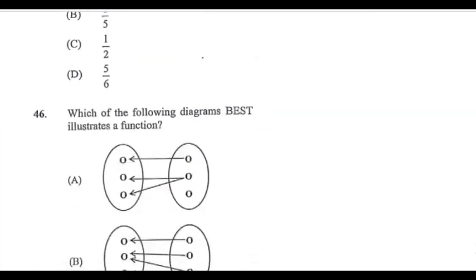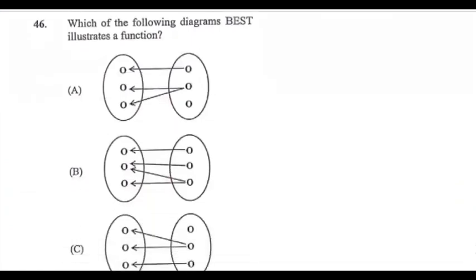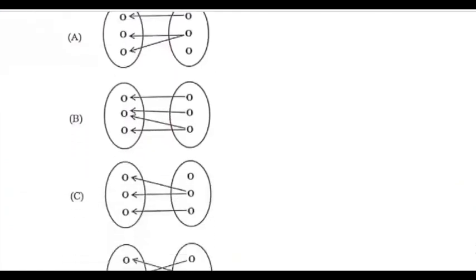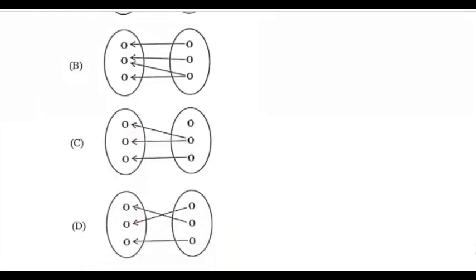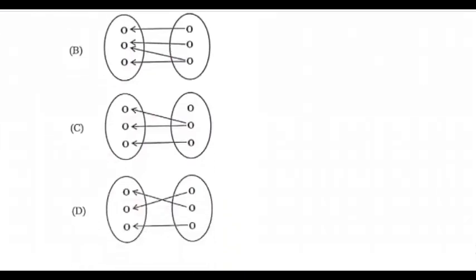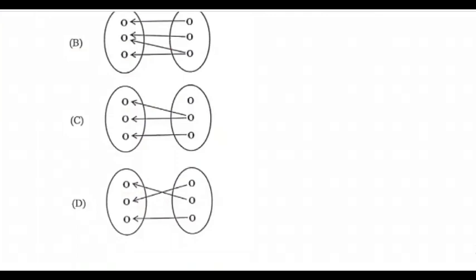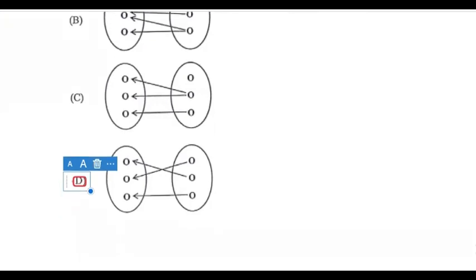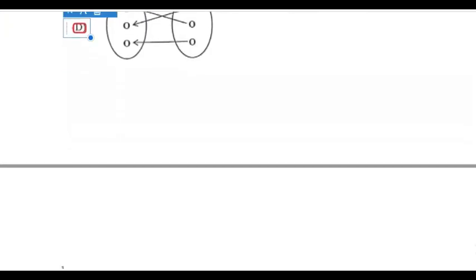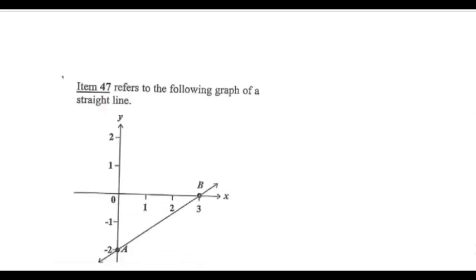46. Which of the following diagrams best illustrates a function? Guys, remember, for functions, whatever arrows are coming from the x value must only be mapped to one value in the y. So from the domain to the range. So from the domain, one arrow is coming from each value in the domain to the range, and the only answer that maps this is D. And we've done this time and time and time again. So you need to know the difference between a domain and range, the difference between x and y values.